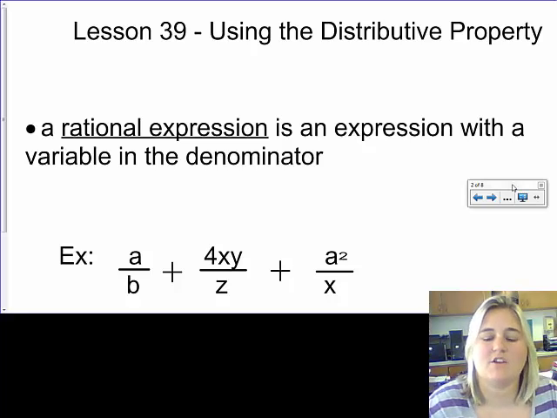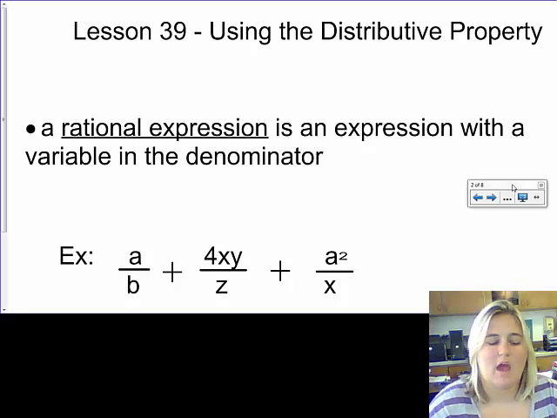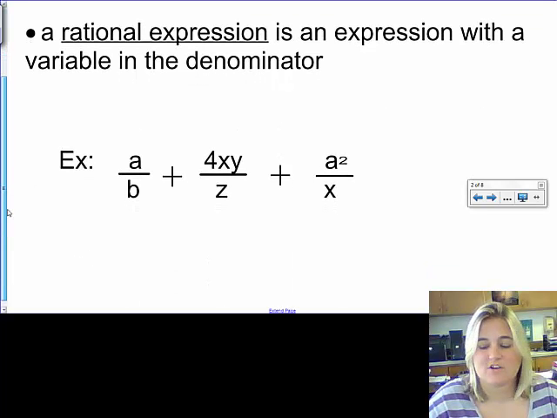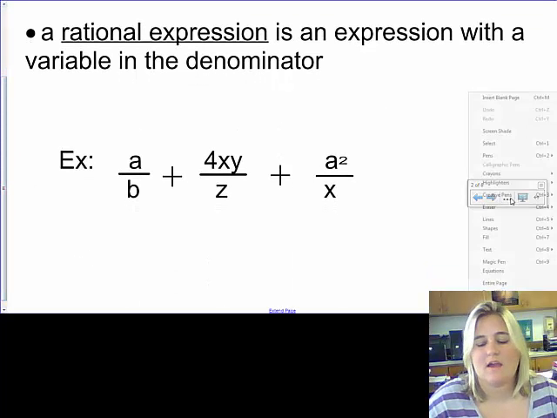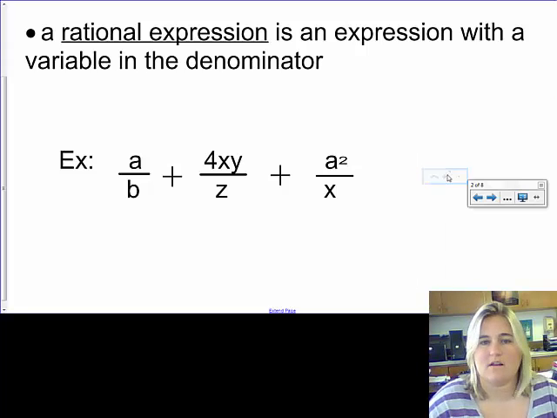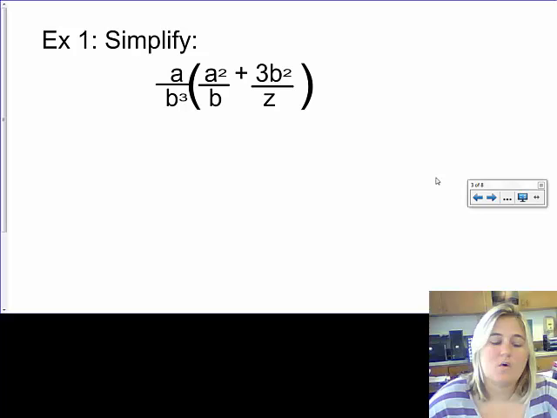Lesson 39, using the distributive property. A rational expression is an expression with a variable in the denominator. So, this is just giving you an example of a rational expression because in each of these terms, they have a variable in the denominator. Example 1 wants us to simplify.